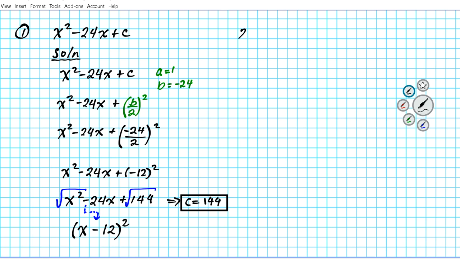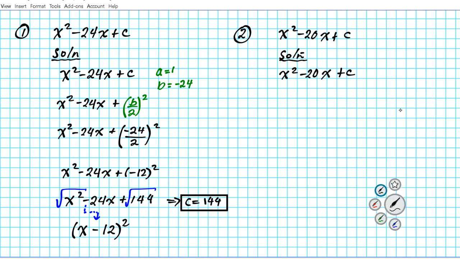Okay, let's try another example, number 2. What if we have the expression x squared minus 20x plus c? What c value will make this a perfect square trinomial? Let's rewrite the problem, x squared minus 20x plus c. All we have to do is replace c with b over 2 squared. So a is 1, b is negative 20. If we carry out our substitution, we're going to have x squared minus 20x, and then instead of c, we're going to add b over 2 squared.